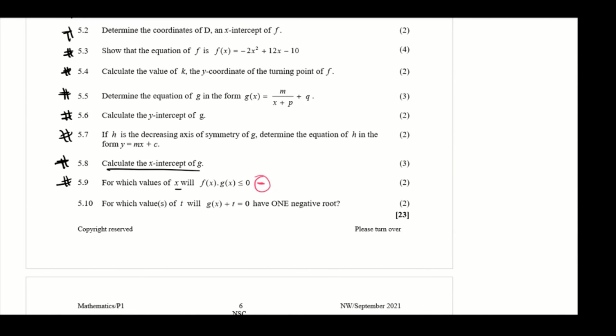So 5.10 says: for which values of t will g of x plus t equal to 0 have one negative root? So what you're going to do is this. You have g of x plus t is equal to 0. So you want to identify the values of t, right?